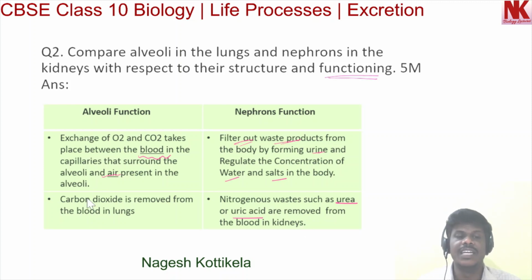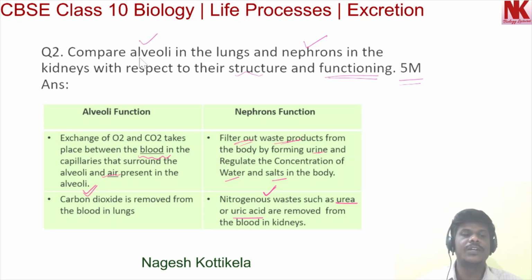Okay, so here carbon dioxide is a waste product and here nitrogenous wastes like urea and uric acid are the waste products which are removed from the body. So this is how we can compare alveoli of lungs and nephrons present in the kidneys, both structurally and functionally. Okay, this question can be asked for 5 marks, one of the most important questions.